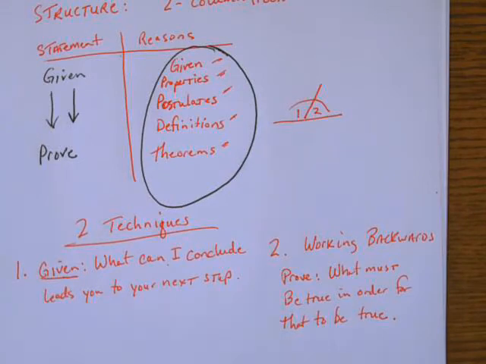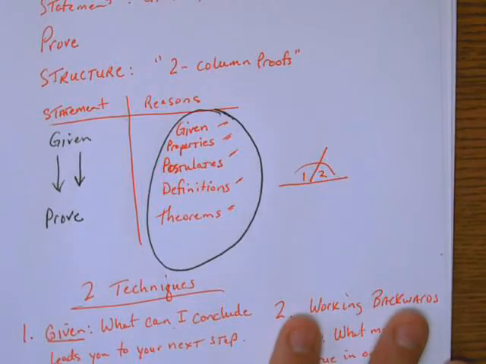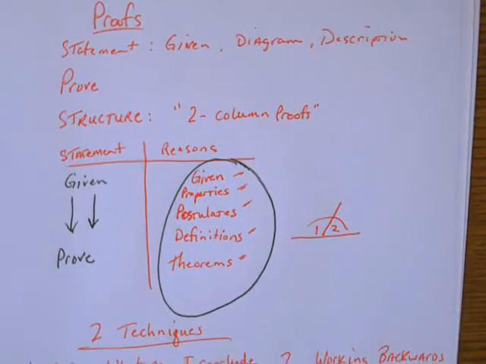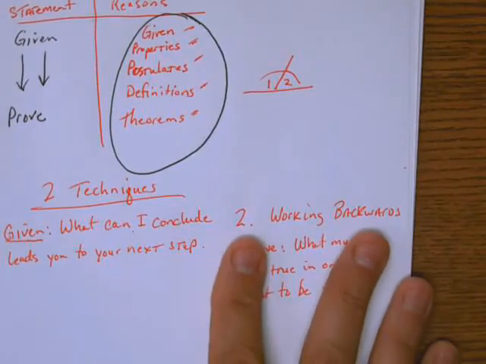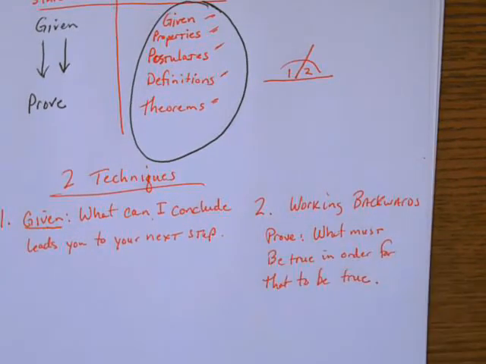All right, so here we go. So this is a review of proofs, the structure of a proof, but two techniques. I want you to write those two things down because we're going to talk about that quite a bit as we go through proofs. Number one, technique.